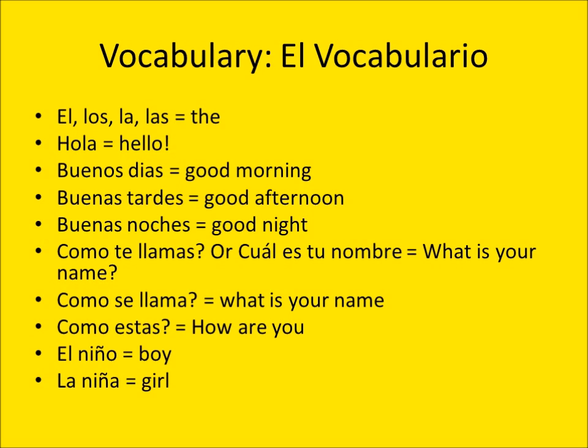So the words that are male start with el, even for objects. The words that are female start with la. And of course, los is also male, the plural of el. And las is female, the plural of la. We're going to talk about this a little bit later, but you need to get used to it, because in Spanish the words, even the objects, are either male or female.